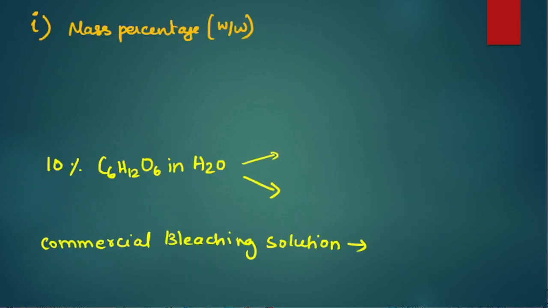Now let us move on to the quantitative description. First, let us look at the mass percent. Mass percentage can also be represented as W by W. This is also called mass percent. Mass percentage is nothing but, you are just reading the formula; with the formula you can write the definition. So mass percentage is equal to mass of the solute divided by total mass of the solution into 100.